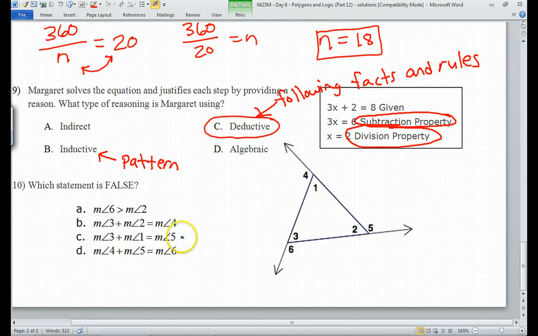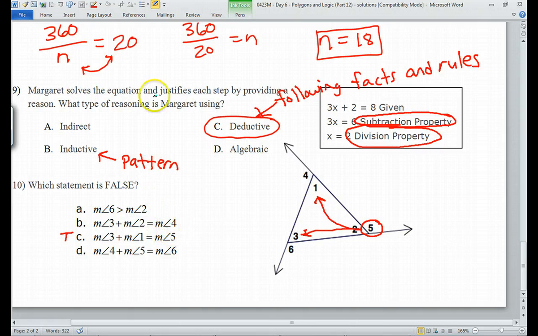Now, in a previous lesson, we learned that an exterior angle, like 5 for example, should equal the sum of the two remote interior angles. So for example, looking at the 5, that should equal the sum of the 3 and the 1. So here I have angle 5, the exterior angle, equaling the sum of the 3 and the 1. So that's true.